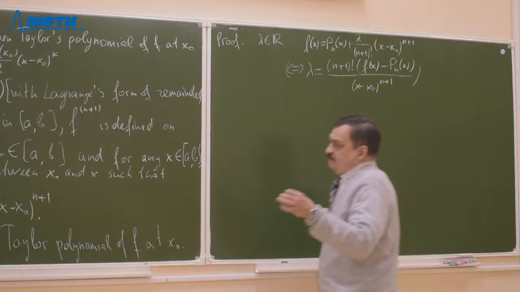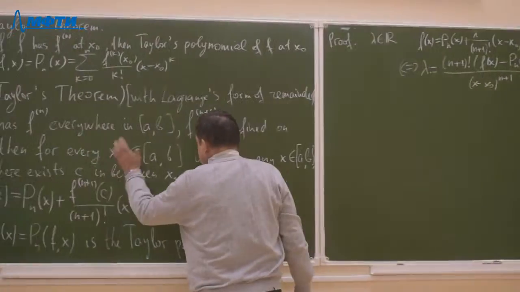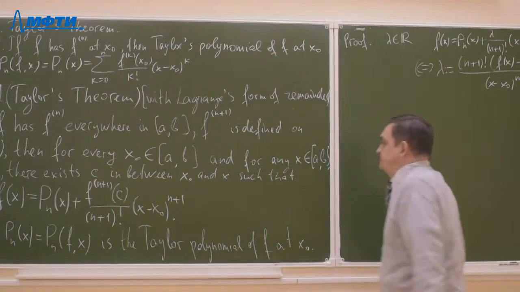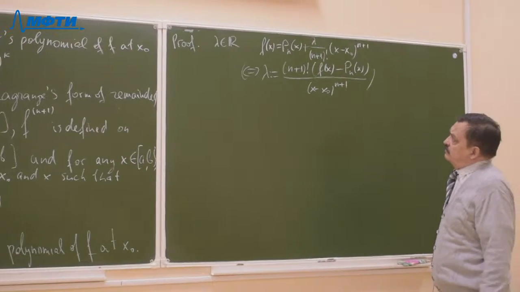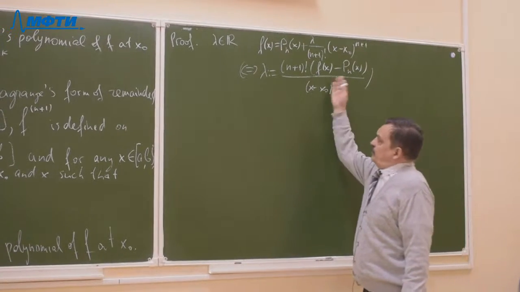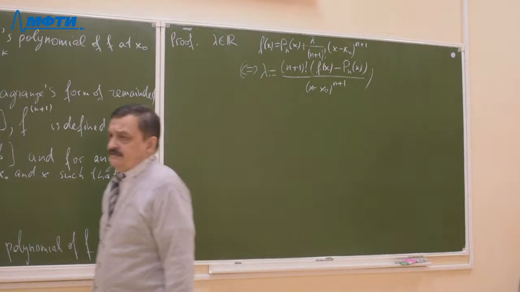So we fix both x naught and x. Both are fixed, and then this is a well-defined real number.